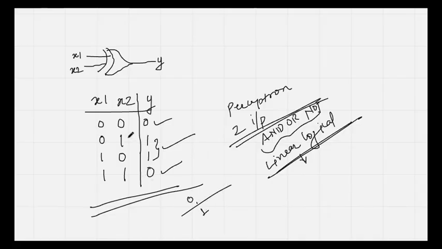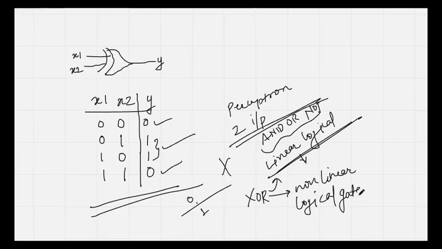Now here for two different conditions we are getting output as 1 and for two different conditions we are getting output as 0. So this is not a linearly separable model. So we can't say that XOR gate is linear. That means our XOR gate is a non-linear logical gate. So we can't use perceptron here, because we will need some hidden layer inside it which will work correctly in non-linear conditions. Now how do we do that?